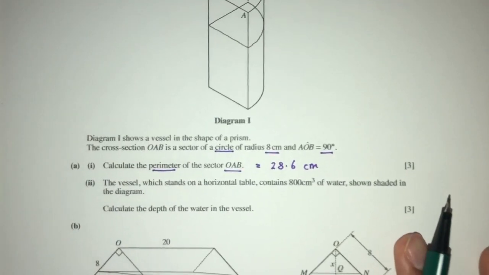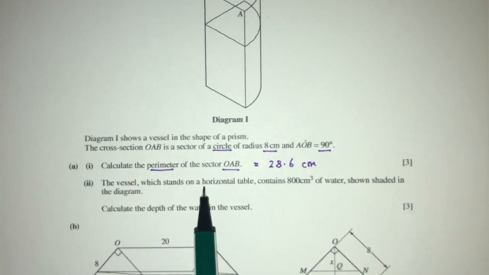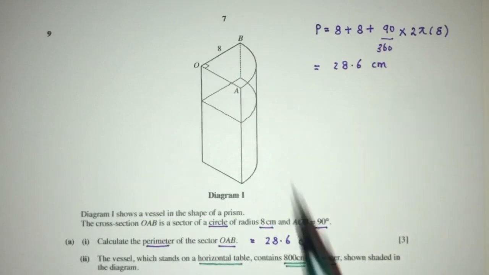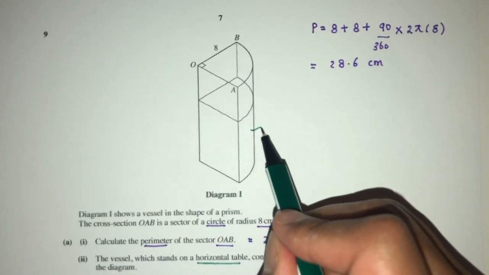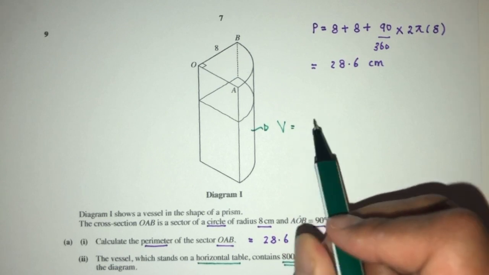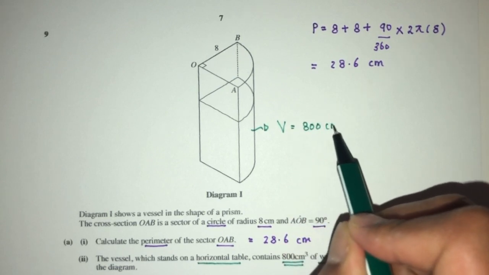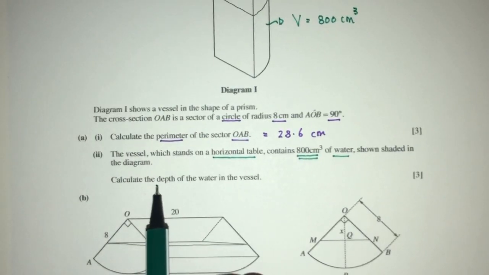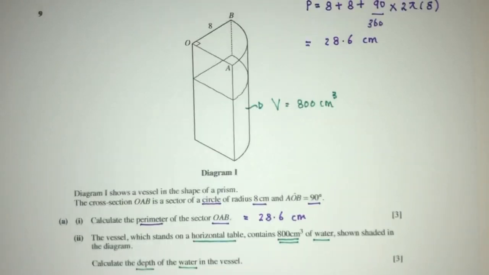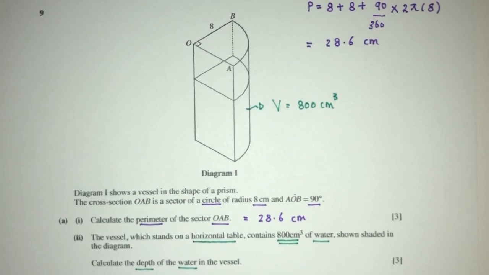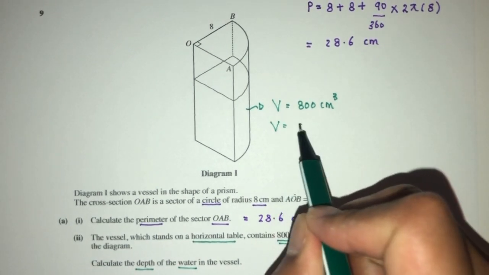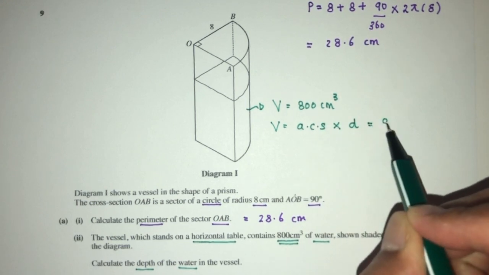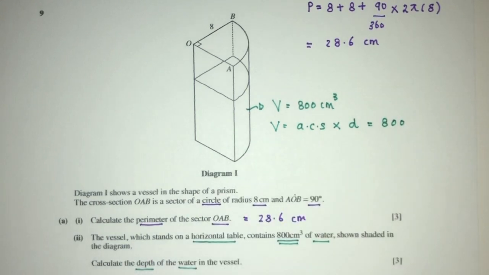Now for part 2, the vessel, which stands on a flat ground, a flat table, contains this much water. As you can see, there's some water in this. We understand that the volume of this water is equal to 800 centimeters cubed. Now we have to find the depth of the water in the vessel. So how do you find the volume of a prism? Pretty easy. It is the area of cross-section times the height, or the depth in this case, which gives you the volume of the water in the prism.